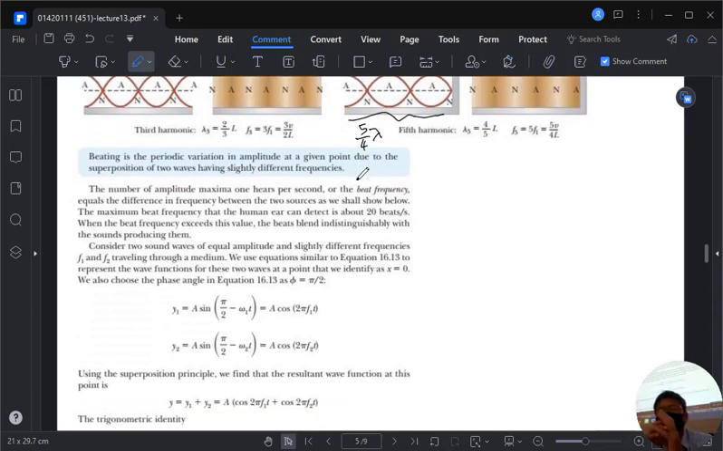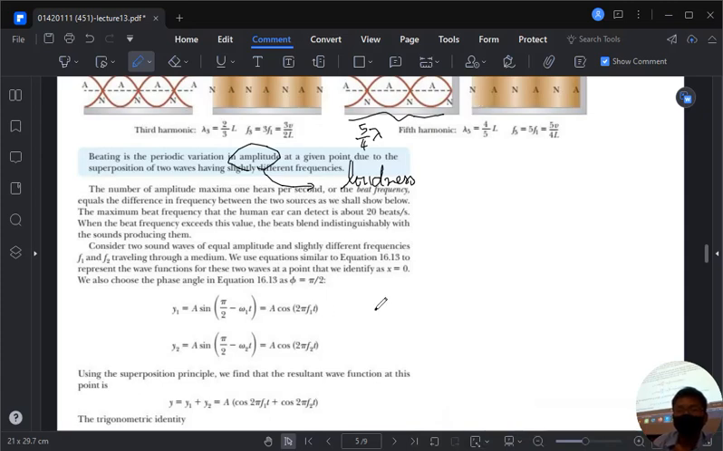Okay, we want to talk about beats. Beating is the periodic variation in amplitude. We stress on amplitude, which reflects loudness. Oh no, without an end again. I did it twice today. Too bad. I just want to get it right. Due to the superposition of two waves having slightly different frequency.